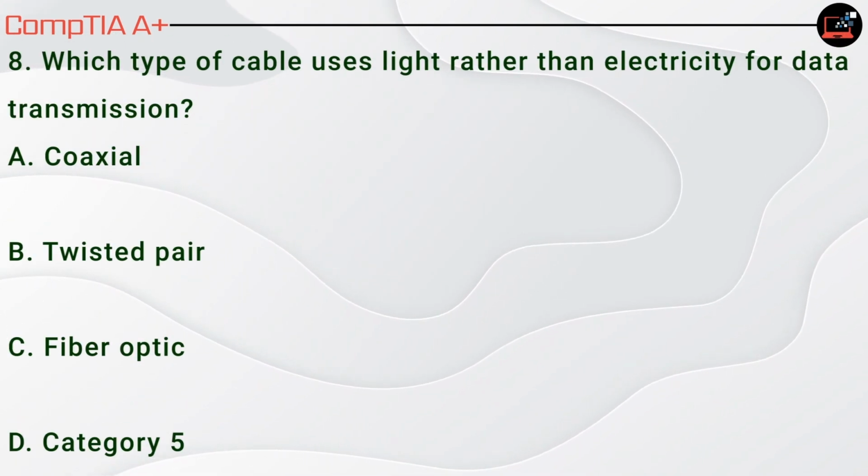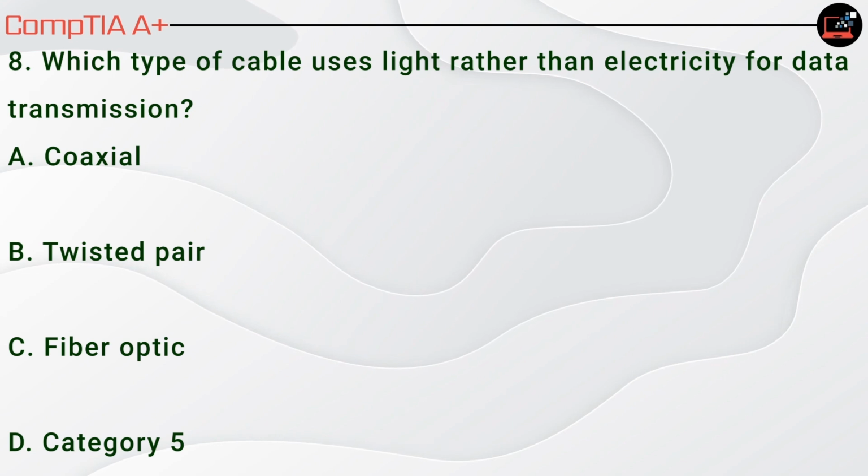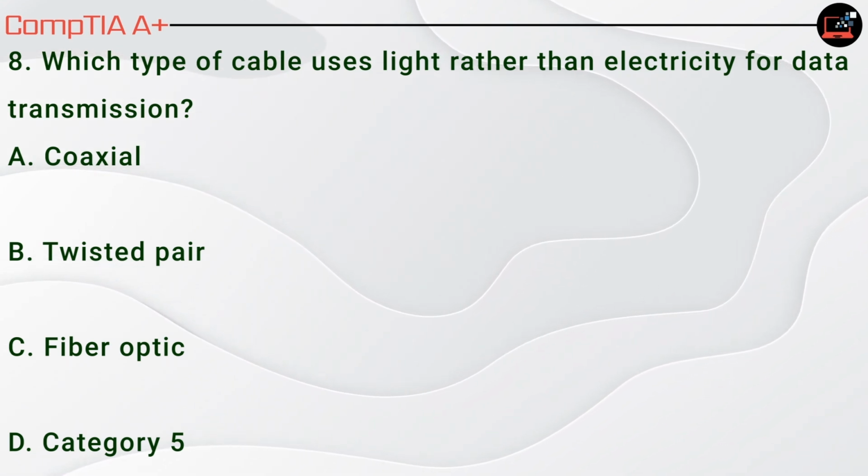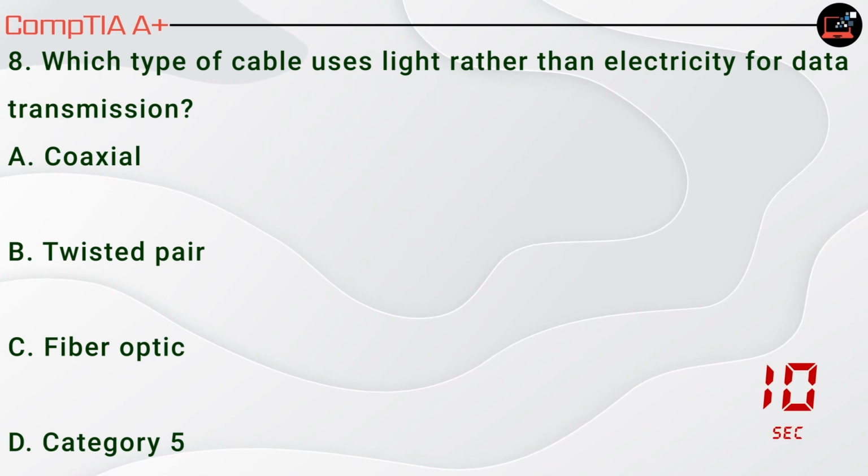8. Which type of cable uses light rather than electricity for data transmission? A. Coaxial. B. Twisted pair. C. Fiber optic. D. Category 5.